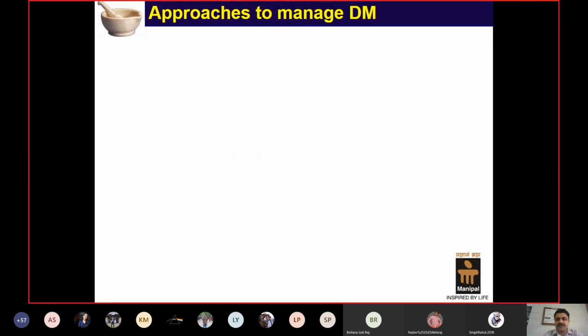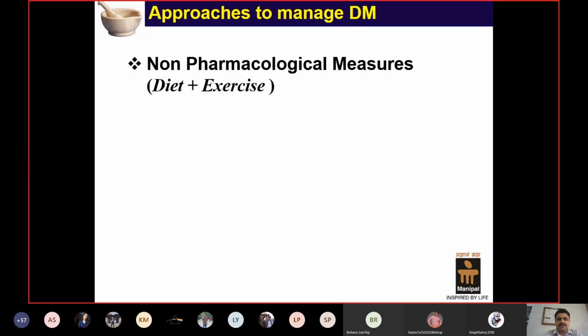And how do we achieve this goal? The approach to manage the diabetes mellitus, or to achieve the goals which we have, number one is non-pharmacological measures. And from the very first class I have been emphasizing that even though non-pharmacological measures don't include medicine, they are a very important, very crucial and essential part of management of diabetes mellitus. So these non-pharmacological measures include diet and exercise.